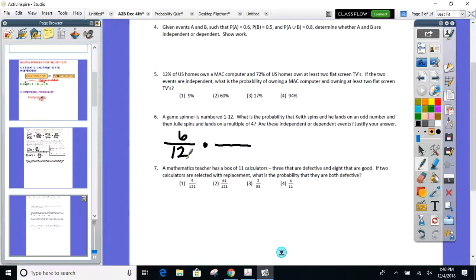And then Julie goes up, spins away. Probability she gets a multiple of 4. 4, 8, and 12. Yep. 3 out of 12, yep. And since we're spinning twice, we're going to multiply them.